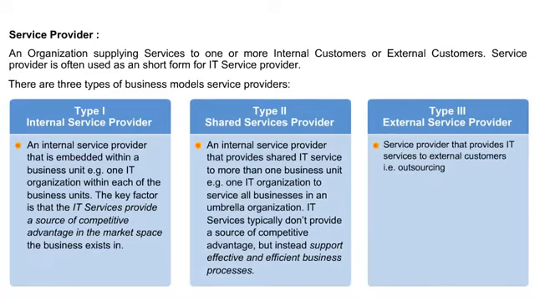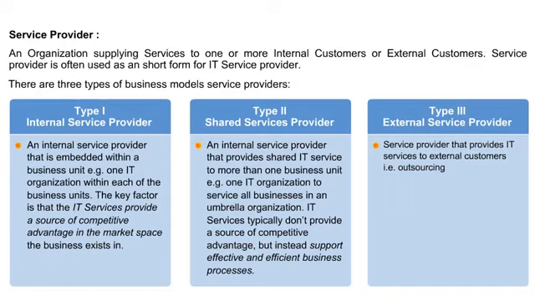Type 1 is internal service provider, which is embedded within a business unit, for example, one IT organization within each of the business units. The key factor is that the IT services provide a source of competitive advantage in the market space the business exists in.